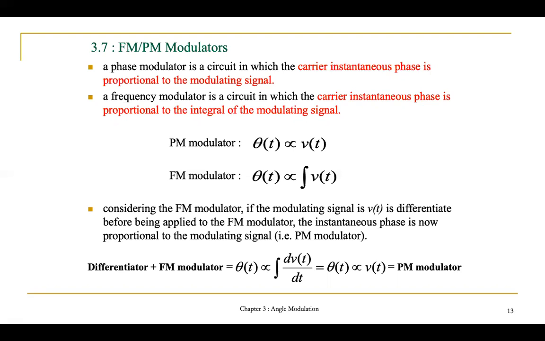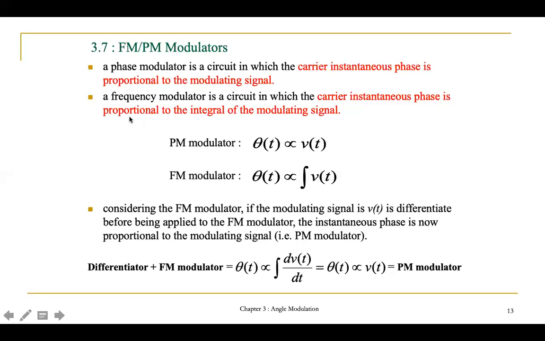Okay, so now let's start with subchapter 3.7, which is FM and PM modulator. Stated here, a phase modulator is a circuit where the carrier instantaneous phase is proportional to the modulating signal. This is the PM modulator, and the carrier instantaneous phase, theta t, is proportional to Vt. Vt here is the modulating signal amplitude.